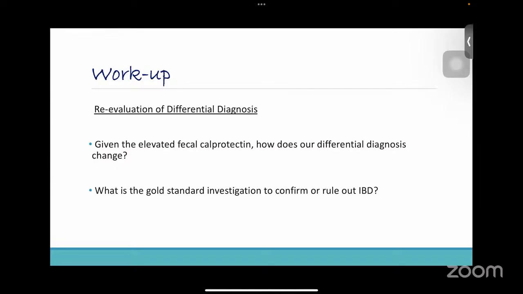We can also consider upper GI endoscopy if there are upper GI symptoms, and CT and MRI for small bowel assessment in suspected Crohn's cases. So Sarah underwent colonoscopy, and her report results are as follows.